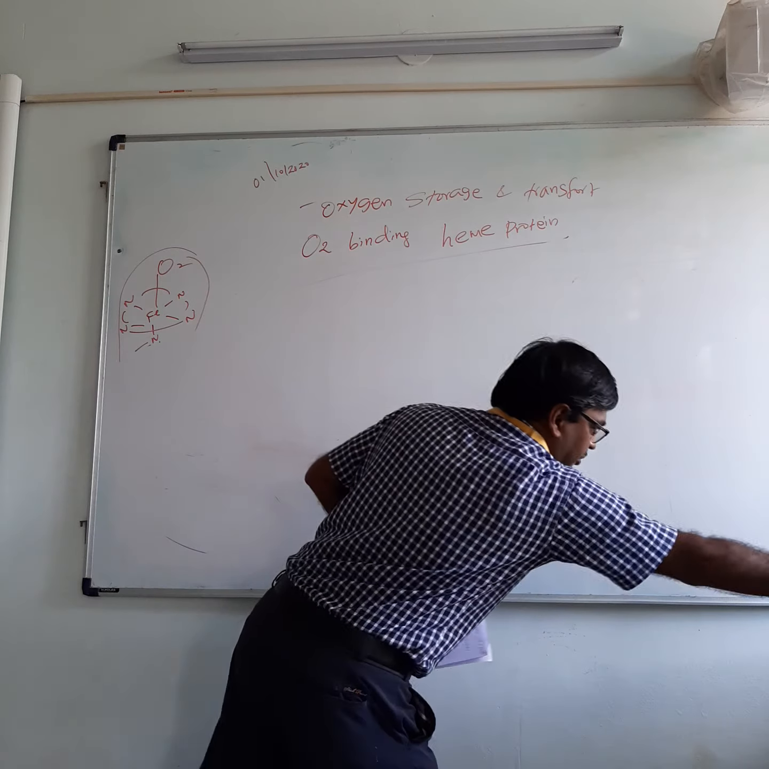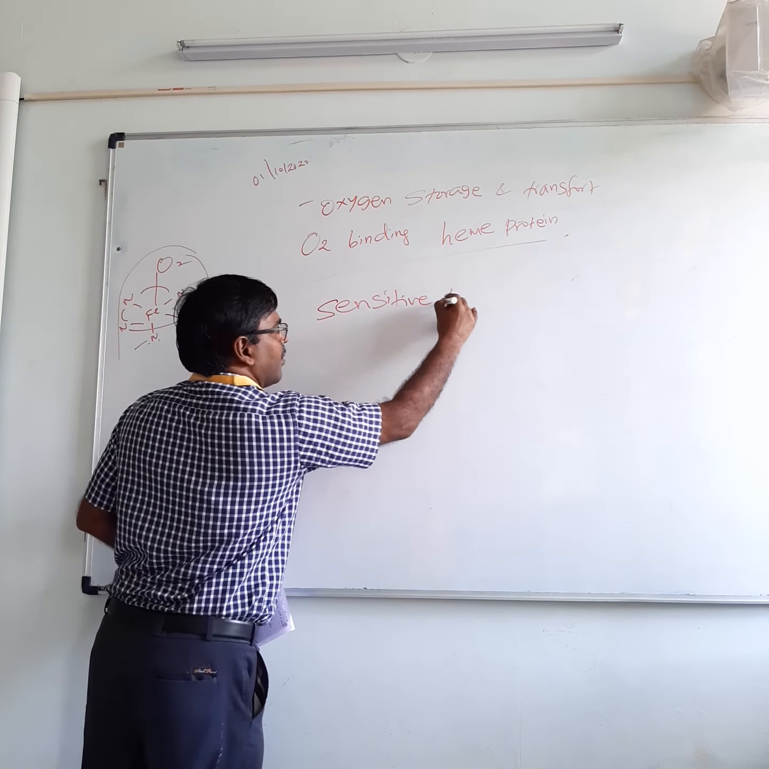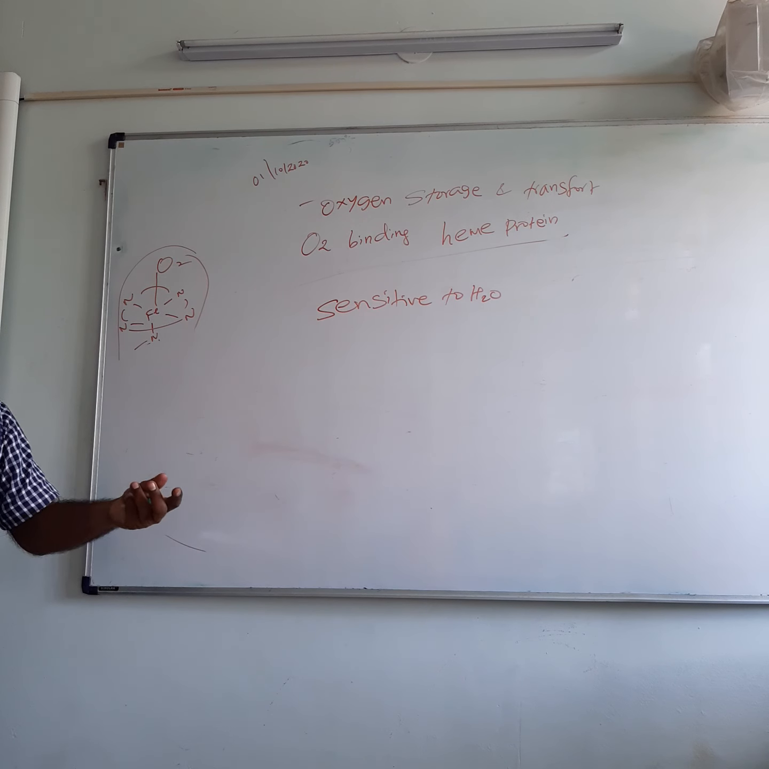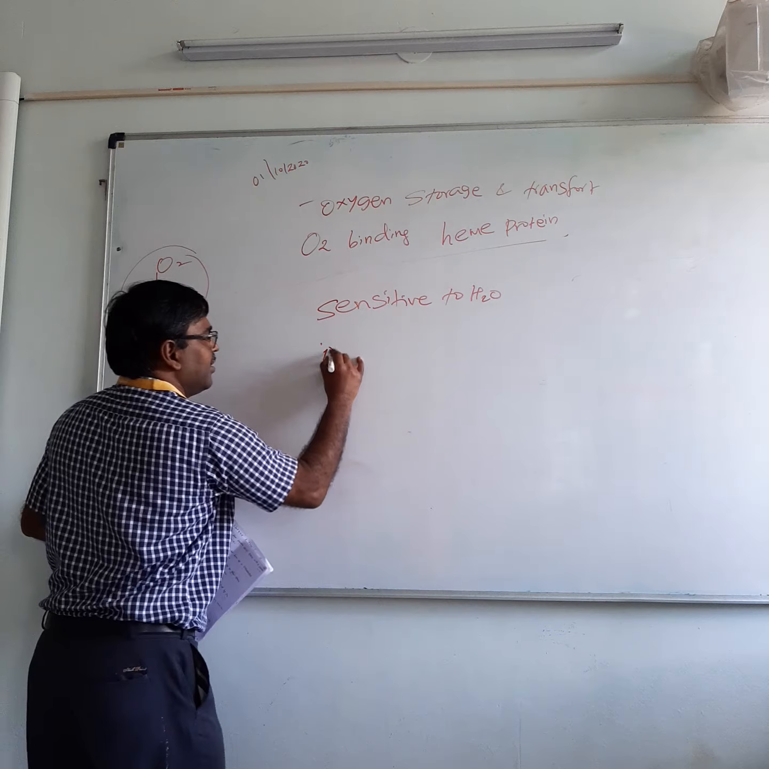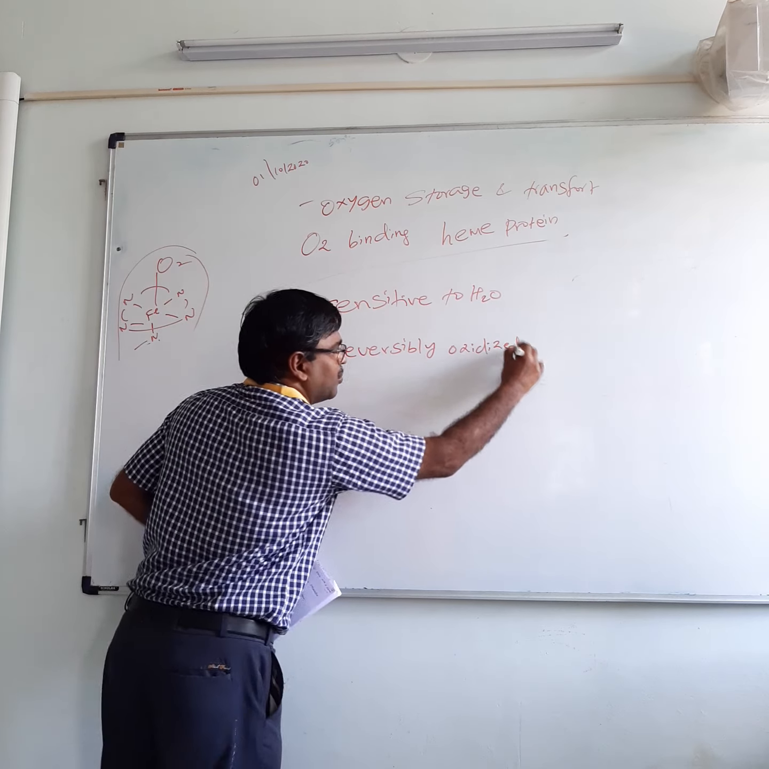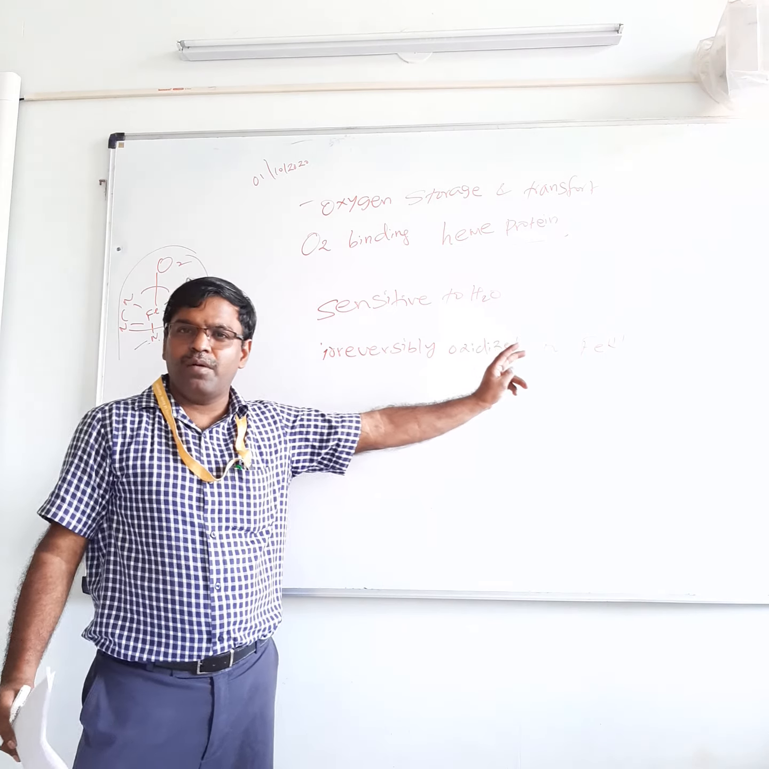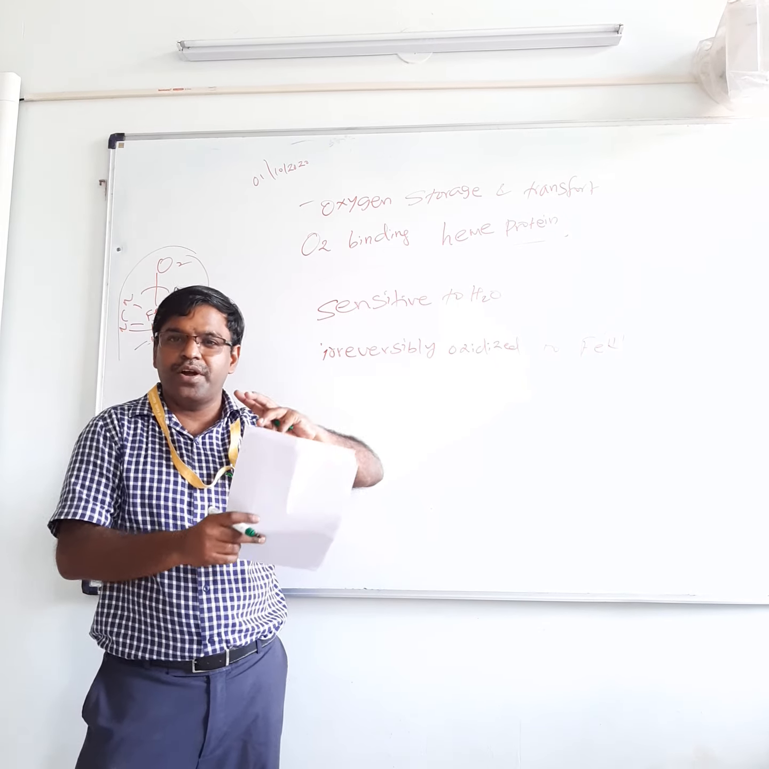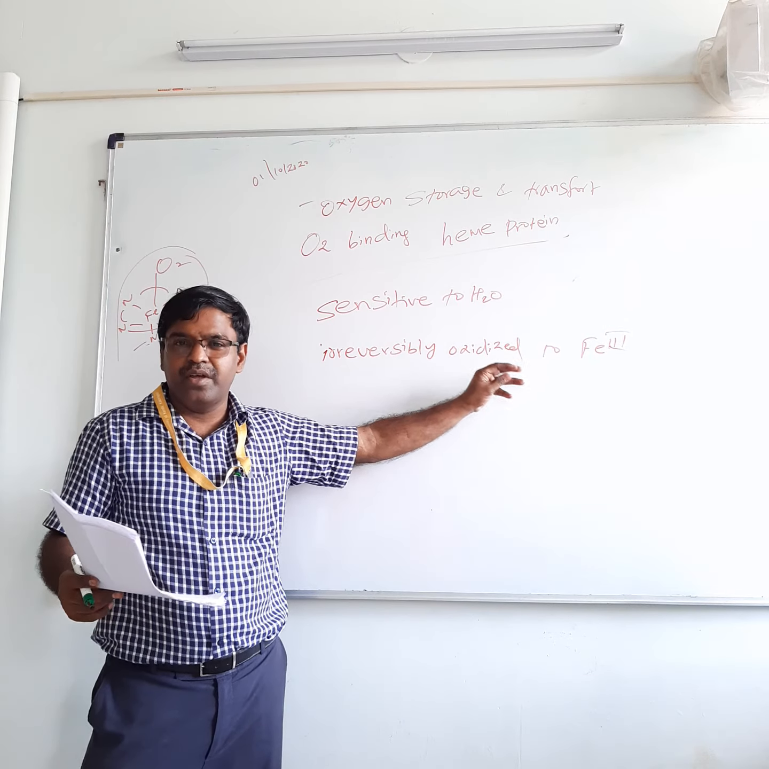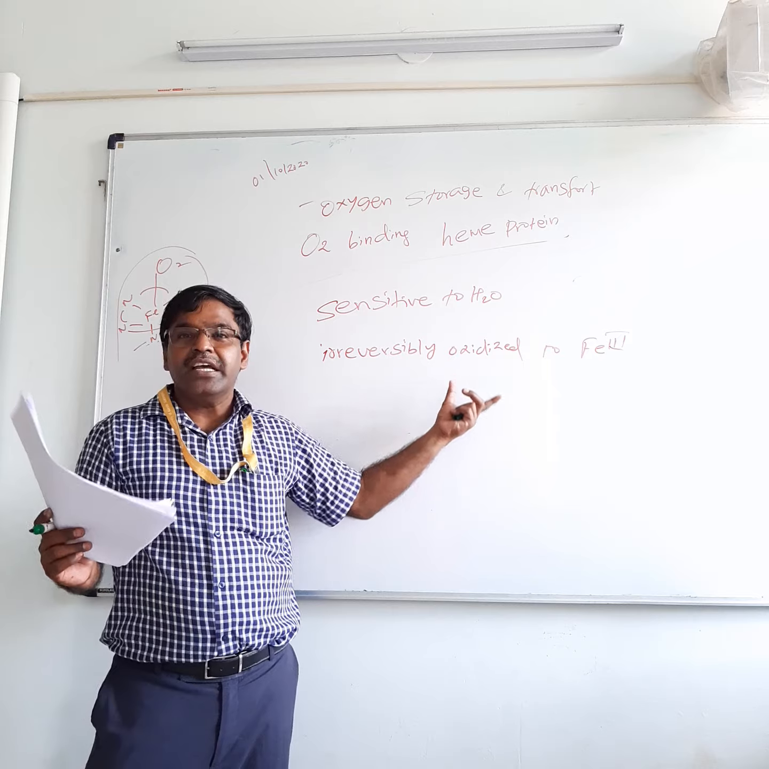When there is iron, it is sensitive to water. So what will happen? It can irreversibly oxidize, not reversibly, to the iron 3 form. Once the iron 3 form is formed, there is no function. It is not going to act as an oxygen carrier or oxygen storage. Dimerization and polymerization will occur and it will spoil. So that is why it has to be protected from oxidation.